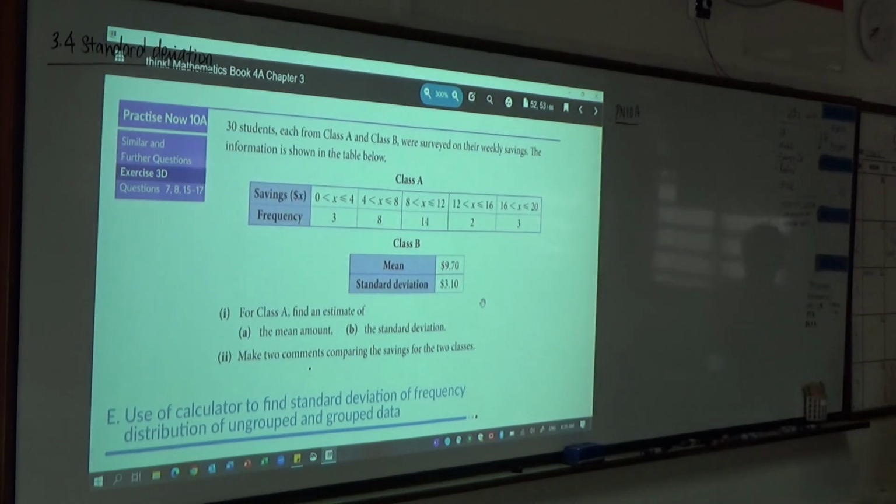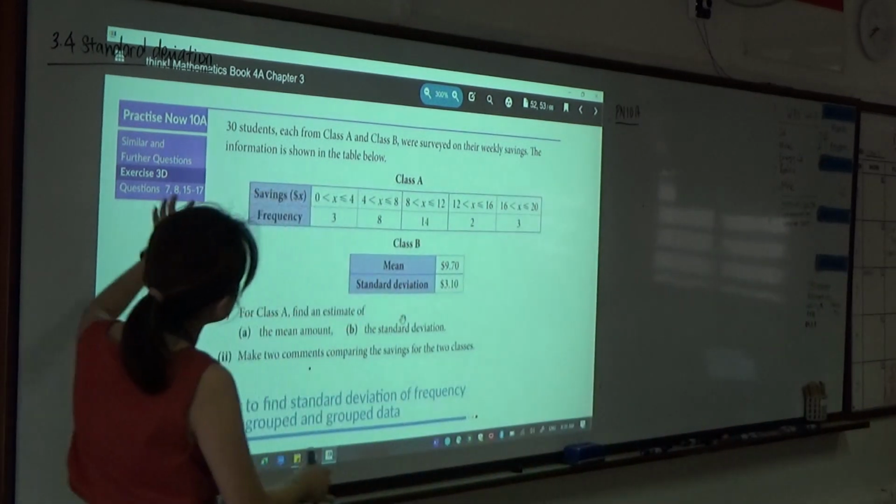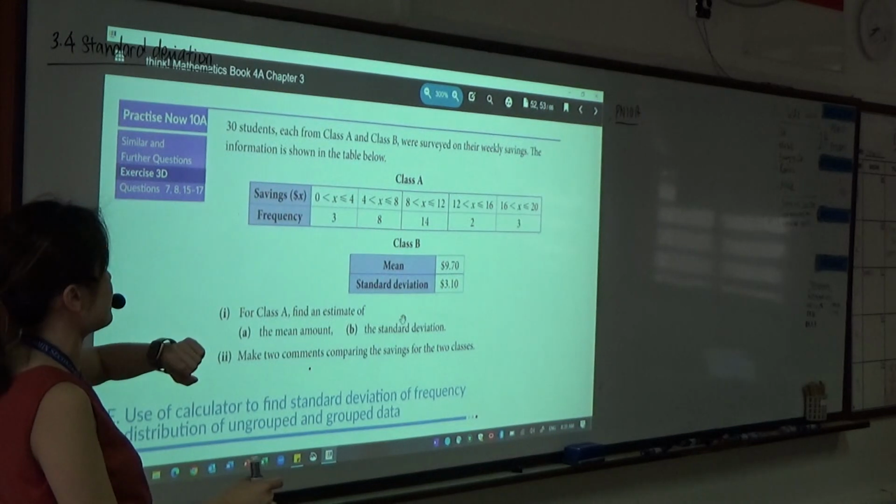Right, shall we take a look at practice now 10A? Okay, then we go through our calculator again, alright? In practice now 10A, it says that there are 30 students, each from Class A and Class B.